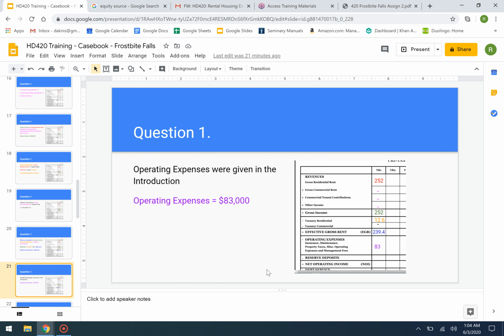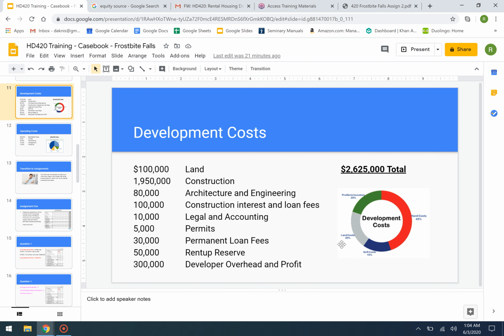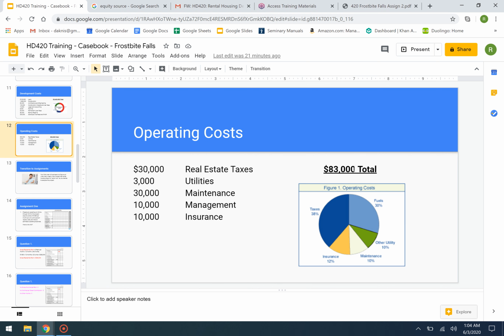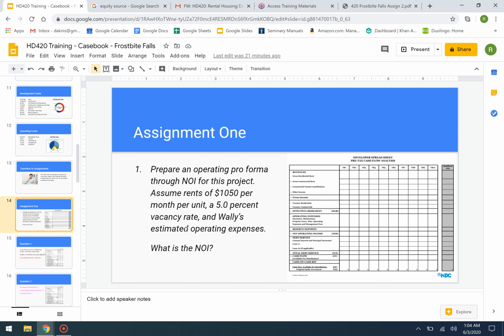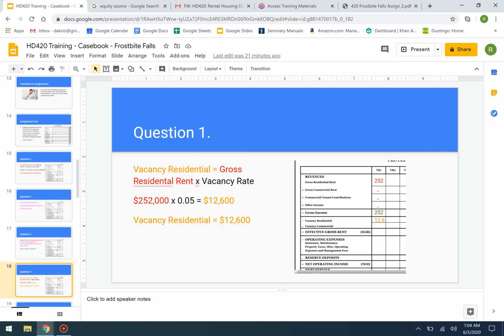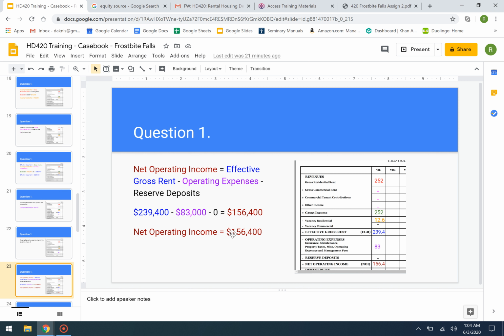All right. Now the operating expenses, this also came from the facts earlier. If you go back up in the slides earlier, you'll see that operating costs we were told is $83,000, and in this problem right here we were told to assume his operating expenses. So we plug that in purple, 83,000 right there. Reserve deposits, again, we're not given in the facts, so we're going to go ahead and leave that as a dash or 0, acknowledging that we know that's there, but no numbers.